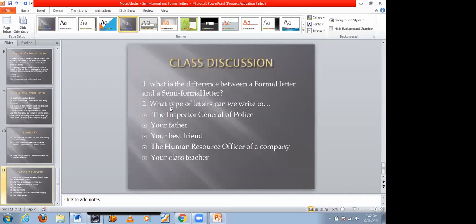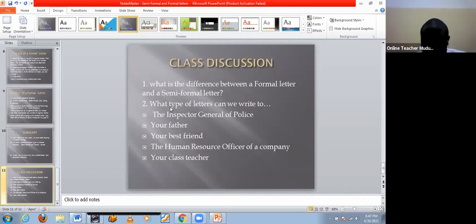I want you guys to tell me what type of letter we may write to these people. What type of letter can we write to, for example, the Inspector General of Police, your father, your best friend, the human resource officer of a company, your class teacher? So I want you to tell me what type of letter you can write to each one of these.